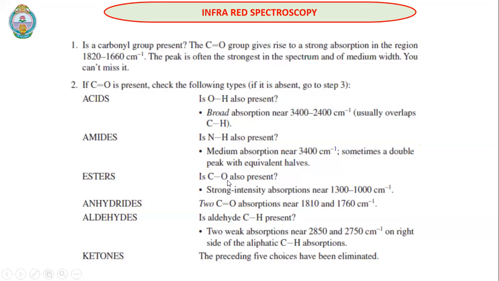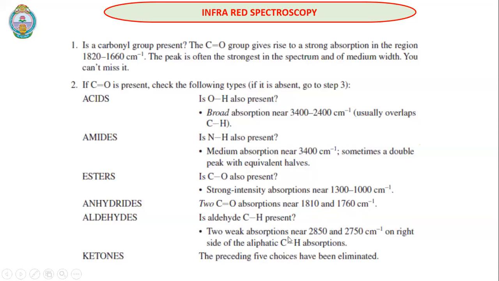Okay, generally esters will appear around 1740, right? Esters will appear around C double bond O stretching frequency of 1740. If you have 1740 and peaks between 1300 to 1000, then you can say it is an ester. Now, how do we go for anhydrides? Anhydrides will give a doublet at around 1800.